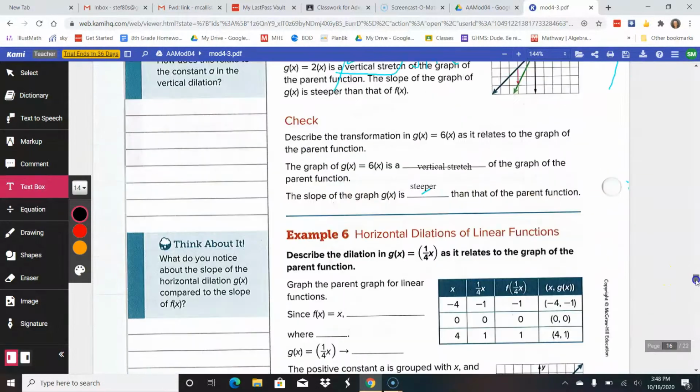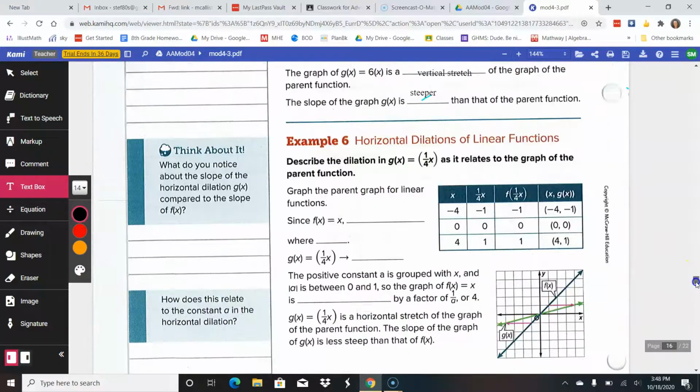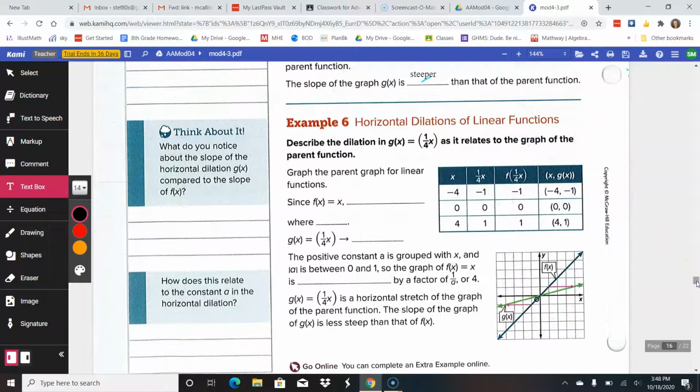All right, so it's a vertical stretch, and it is for sure steeper. Here we go. Example number 6. Now, when I have a horizontal dilation of my linear function, it's going to look a little bit different as well, okay? So I have 1/4 x. What's going to happen to that? Do you think it's going to get closer to y or further away from y? Is it going up there really fast? No, it's going 1/4 as fast as the regular. It's less than my 1x, my f of x, okay?